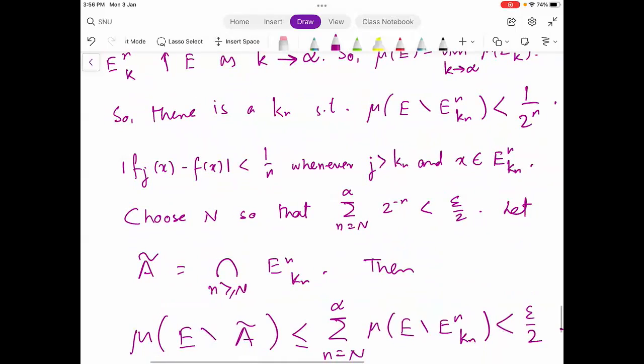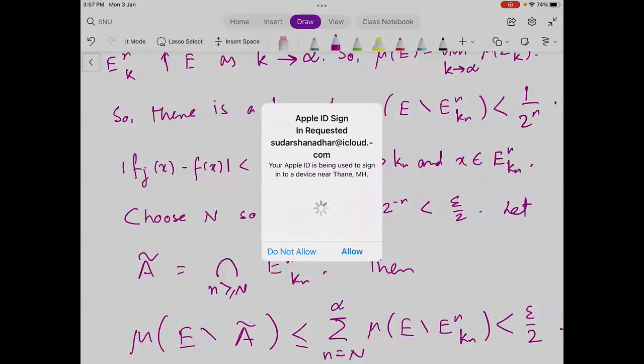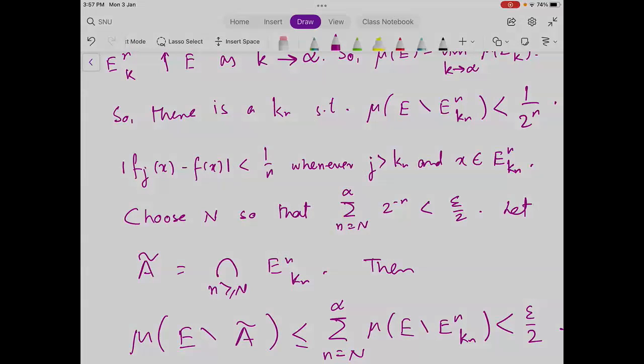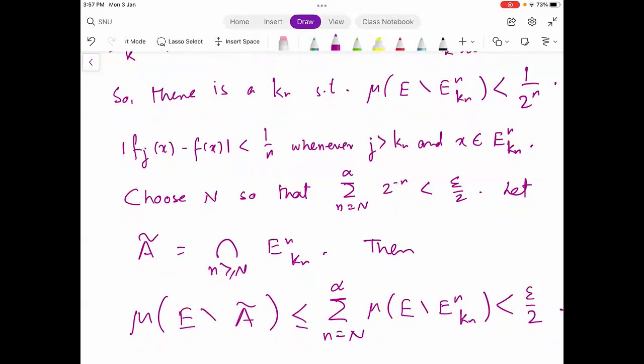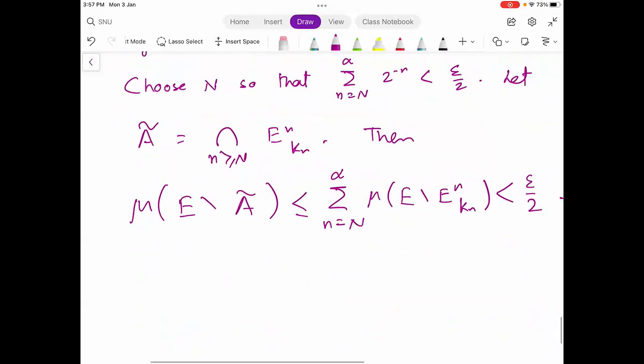And again, as you see, this sequence 1/2^n is omnipresent in measure theory, because you need to sum. All you need is a summable series. This 1/2^n is nothing special. Find a large number capital N, so that the tail of the series, the sum from n equal to N onward, is less than epsilon/2. And then this is a smart definition of this set A tilde.